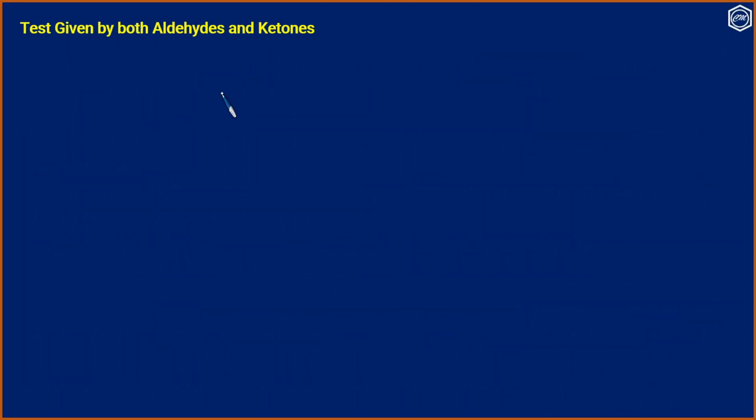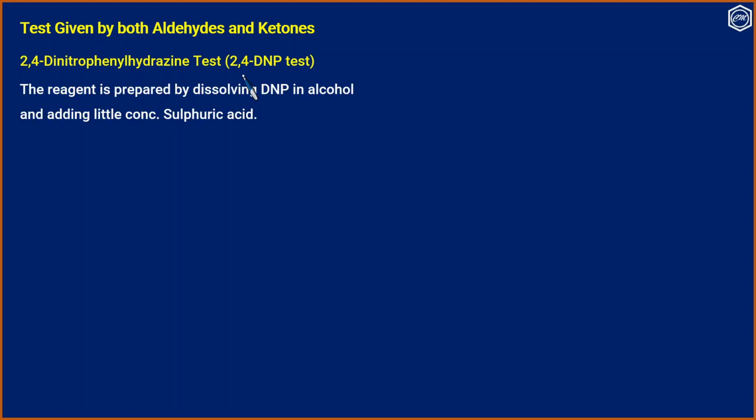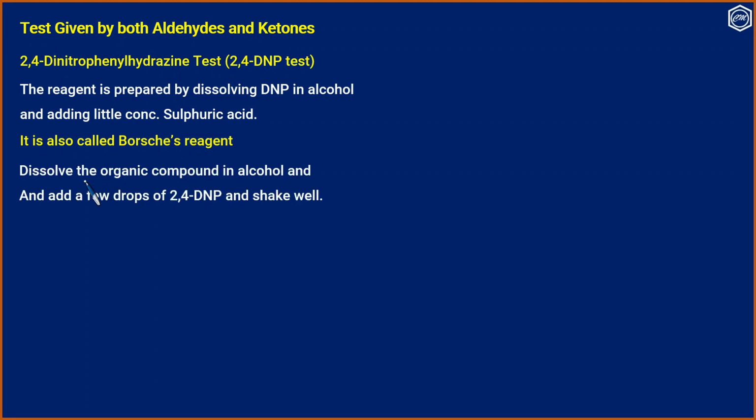The following test is answered by both aldehydes and ketones. That is the 2,4-dinitrophenylhydrazine test, or 2,4-DNP test. This reagent is prepared by dissolving 2,4-dinitrophenylhydrazine in alcohol and adding a little concentrated sulfuric acid. It is also called Brady's reagent. Dissolve the organic compound in alcohol and add a few drops of 2,4-dinitrophenylhydrazine and shake well.